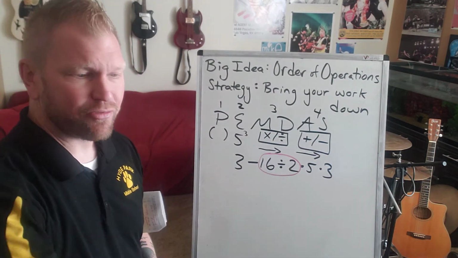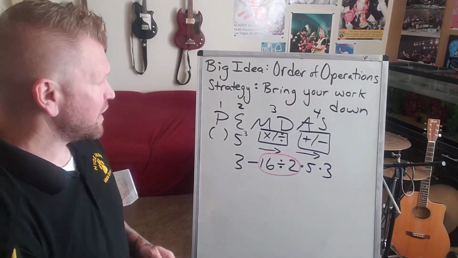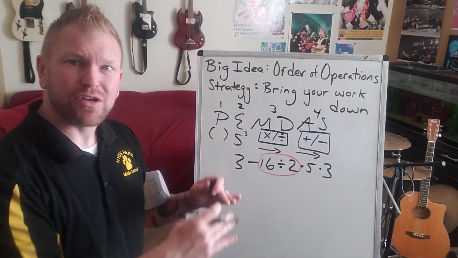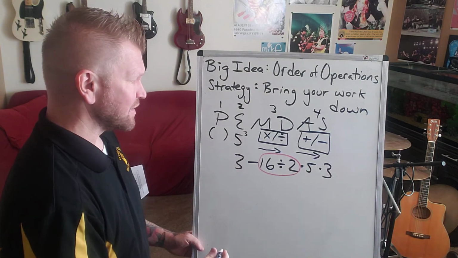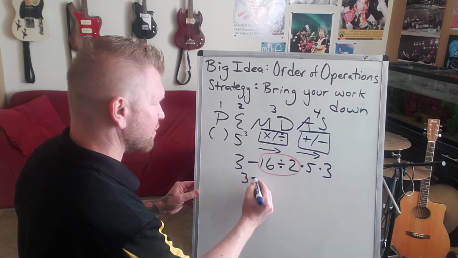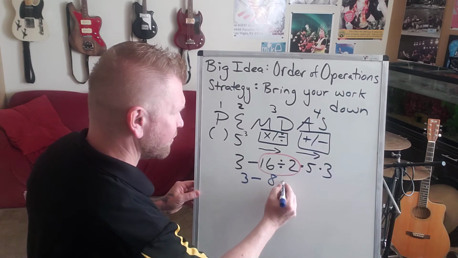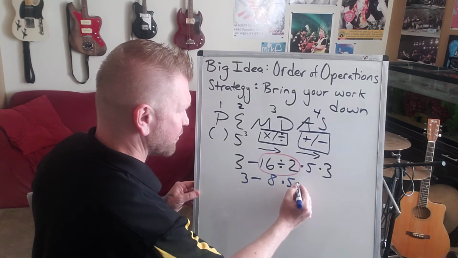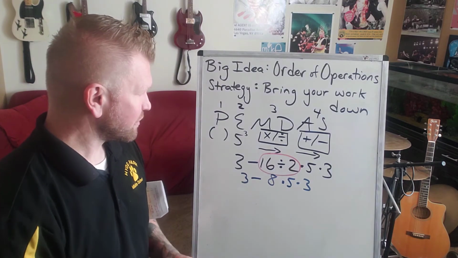But let's talk about, if we had to actually solve it, how do you bring your work down? Instead of trying to keep this all straight in your brain, you bring it down step by step. So we know that 16 divided by 2 is 8. Then we bring everything down. We're going to bring down the 3. We're going to bring down the minus sign. This equals 8. And then we'll put times 5 times 3, like that.